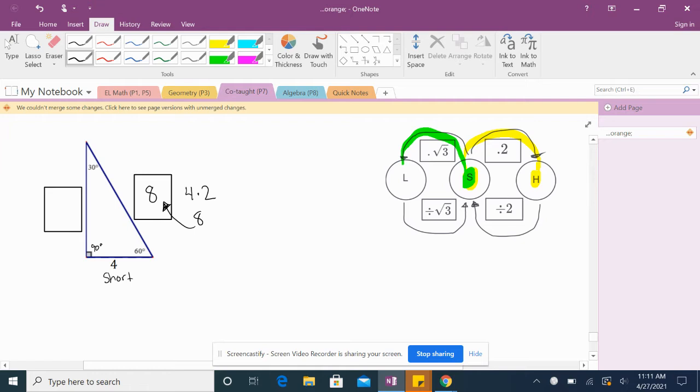So, 4 times the square root of 3 is 4 square root 3.